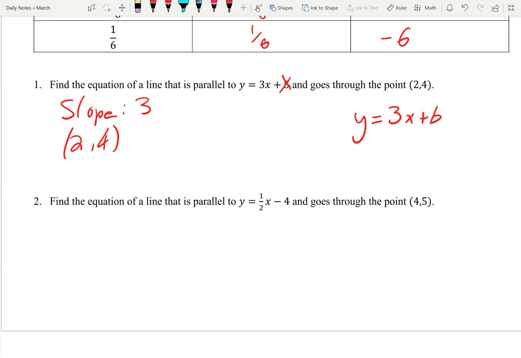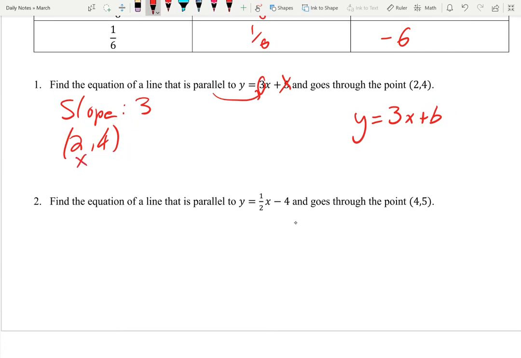Now, our answer is not complete yet because we don't know what the b value is. But we do know that, because our line is parallel to this one, our slope was 3, so I went ahead and put the 3 there for the slope. So we already know the slope is there. It's just, what's the b value? You know, it could be plus 7, it could be plus 8, it could be minus 1, it could be anything, right? So that's where the point comes in. And this is what we're going to use.